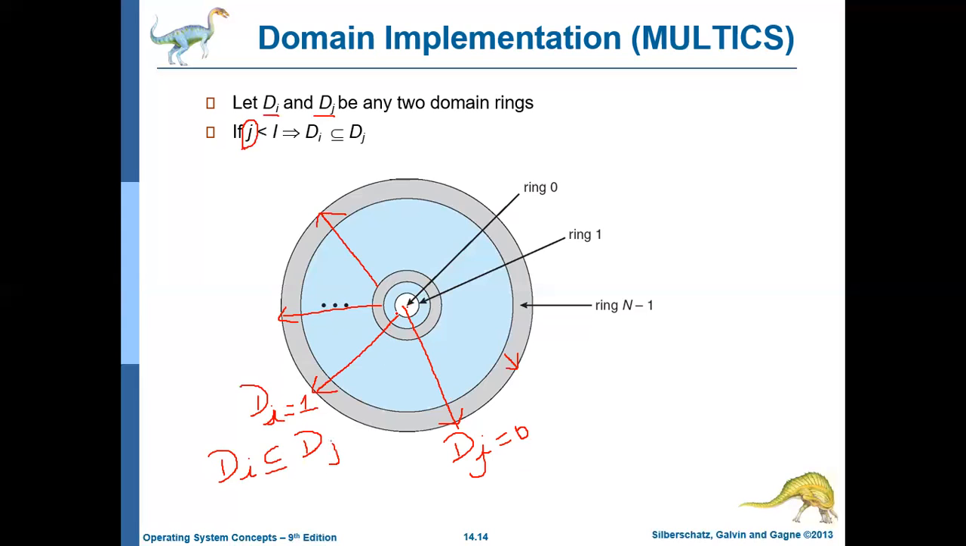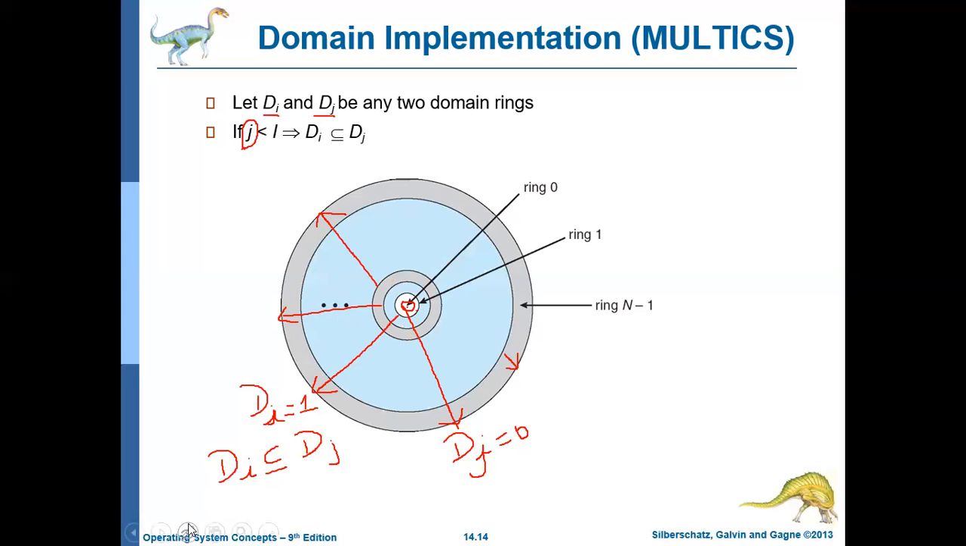Domain 1 is a subset of domain 0 because from domain 0 you can access everything, whereas from domain 1 you can access everything except domain 0. So domain 1 is a subset of domain 0, right?